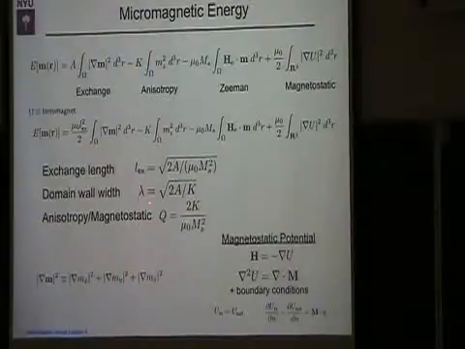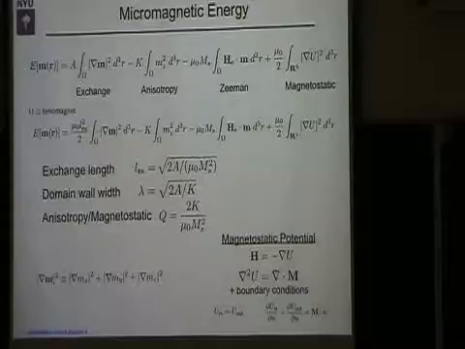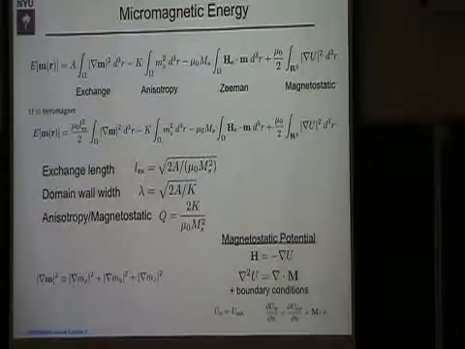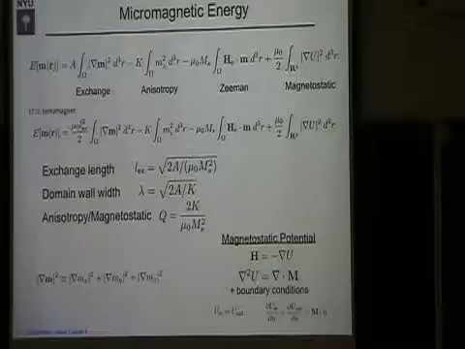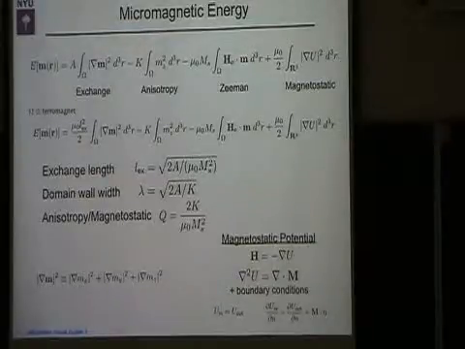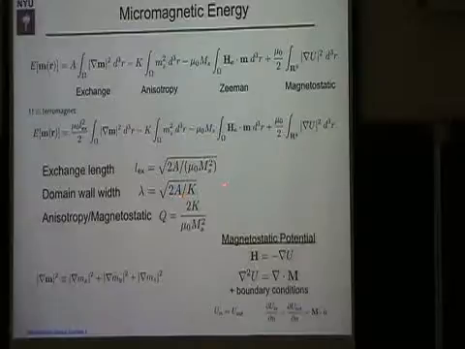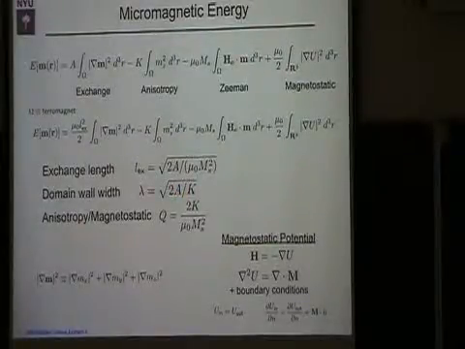Another important length scale that comes out is the ratio of the exchange to the anisotropy. This sets the scale of the size of domain walls in your problem. So on what scale can spins rotate in the orientation? If the anisotropy is very small, that occurs on a long length scale. And if the anisotropy is very large, you get very sharp domain structures.